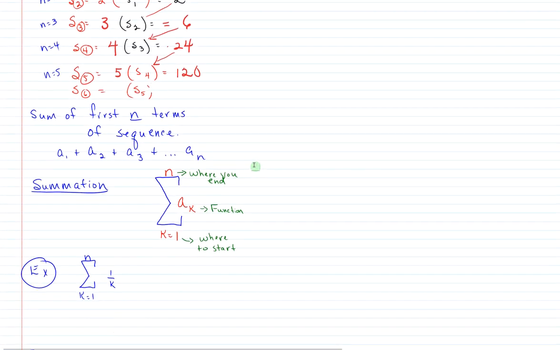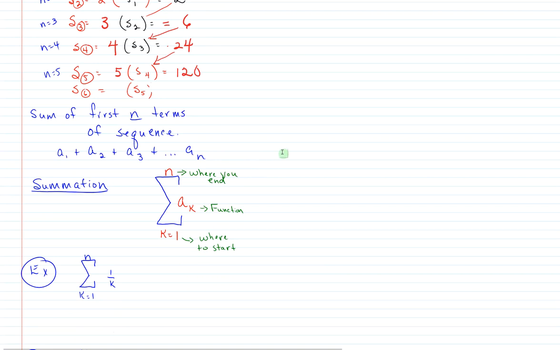All right. Let's talk about summing of terms. Summation is when you have a sequence, but you want to know what is the sum of all those added up. And so this is a symbol for summation. K equals 1 at the bottom is where to start. A sub k, whatever is there, is the function, and n is where you're going to end up.